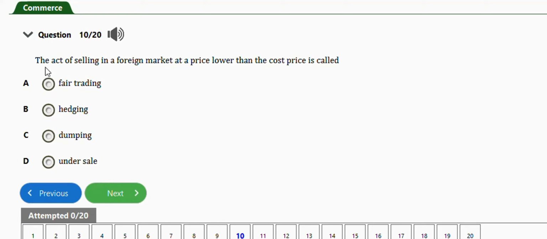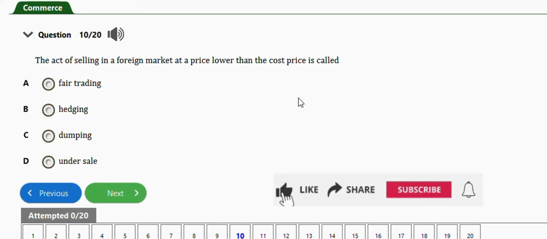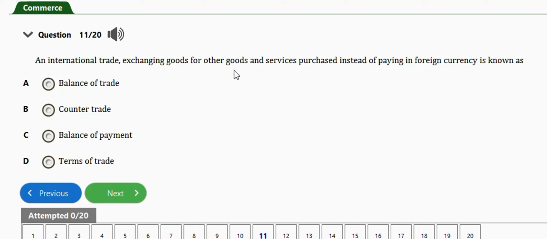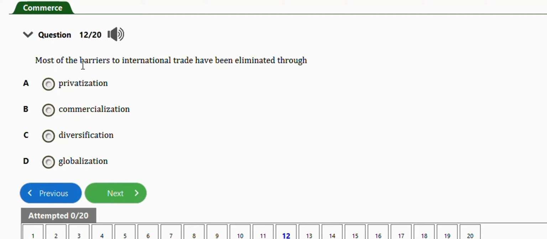This question, this one, it says the act of selling in the foreign market at a price lower than the cost price is called dumping. Option C. Next question is this one. It says in international trade, exchanging goods for other goods and services purchased instead of paying in foreign currency is known as. The right answer is option B, counter trade. Okay, next question is one. It says most of the barriers to international trade have been eliminated through globalization. Option D. Okay, next question.